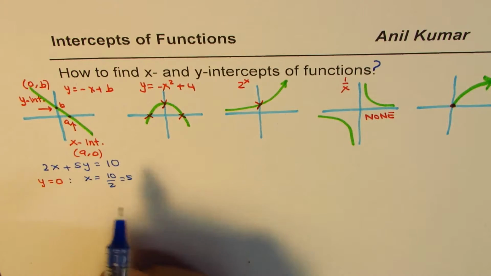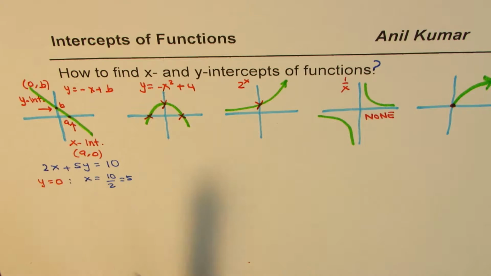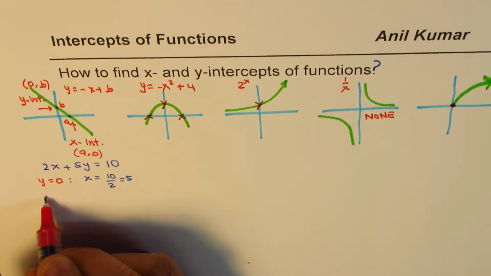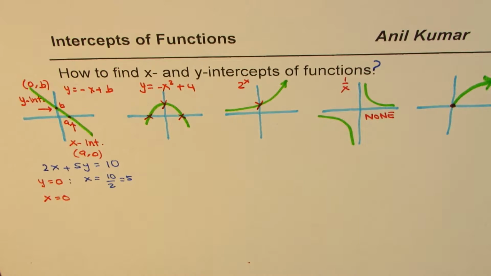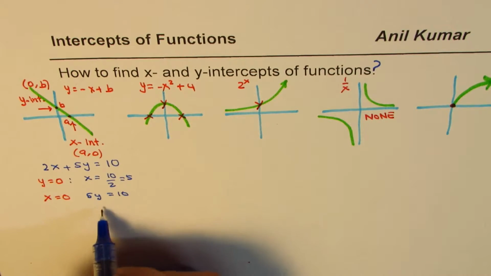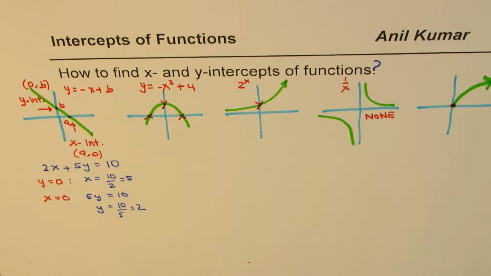Think like this: just hide this value, so you get 2x and 10, and you get this value. If you have to find the y-intercept, then in that case put x equals 0. So when you put x equals 0, I get 5y equals 10, or y equals 10 divided by 5, which is 2. So you could find x and y intercepts in this fashion.